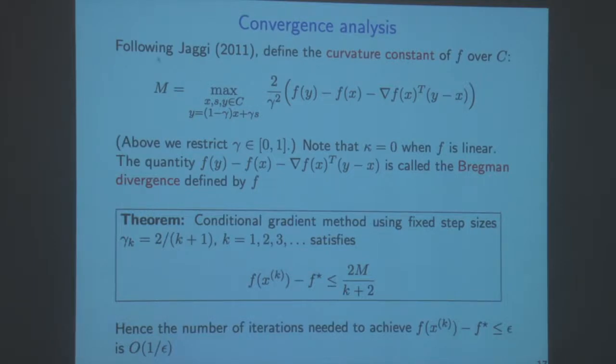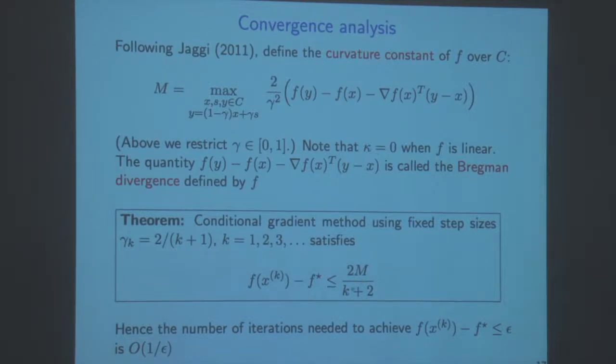So think about this, like I said, as a measure of curvature of the function f over the constraint set C. With that in mind, let's go through this result. If we use the fixed step size choice, gamma k is 2 over k plus 1, then after k iterations, we get a suboptimality bound that looks like 2m over k plus 2. If we think of m as a constant, then this is telling us that we get a 1 over k rate, or a 1 over epsilon rate, depending on how you want to say it.